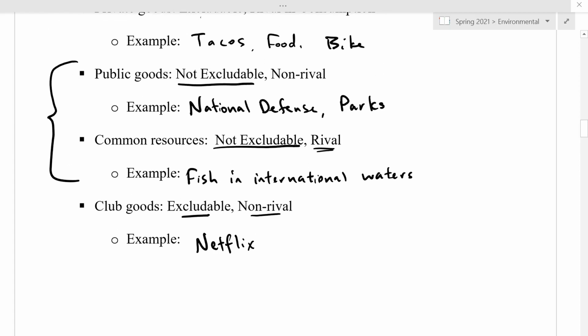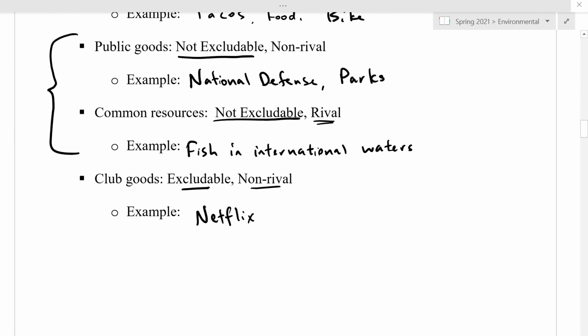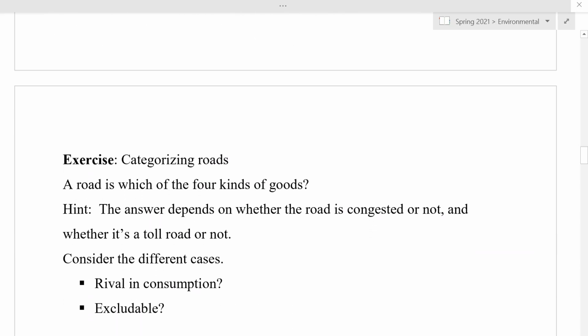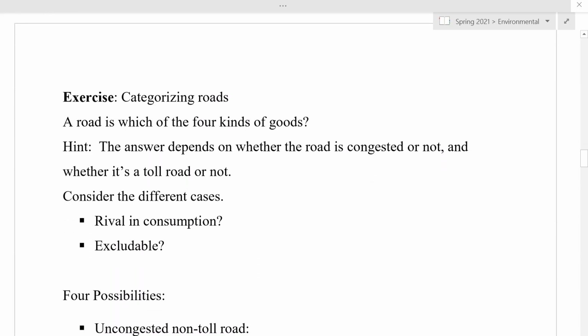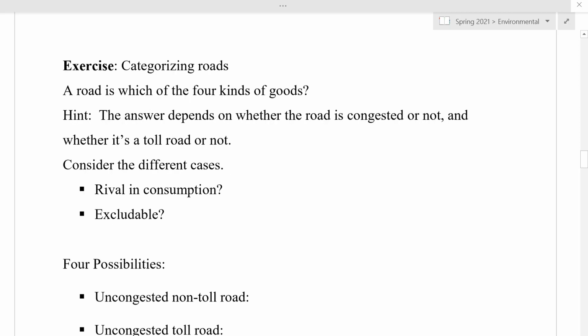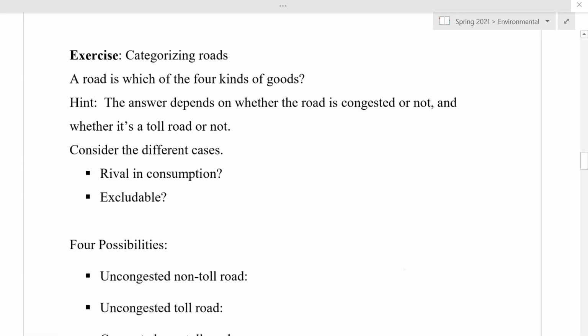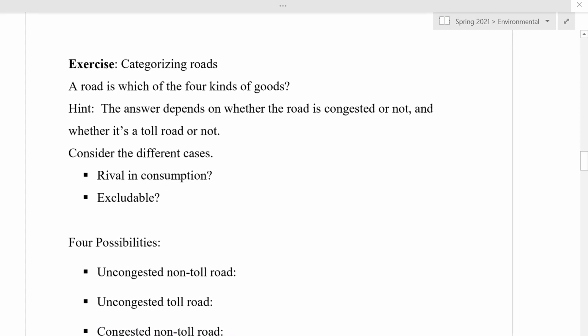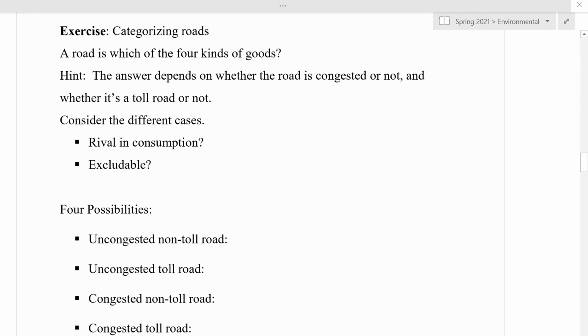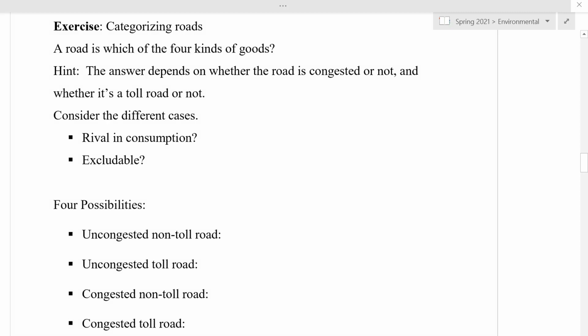But again, focusing primarily on public goods and common resources, actually, let's go ahead and do this exercise. We'll end the video after this exercise and then carry on from there. So first of all, I would encourage you, again, pause the video and see if you can figure out which is which here.